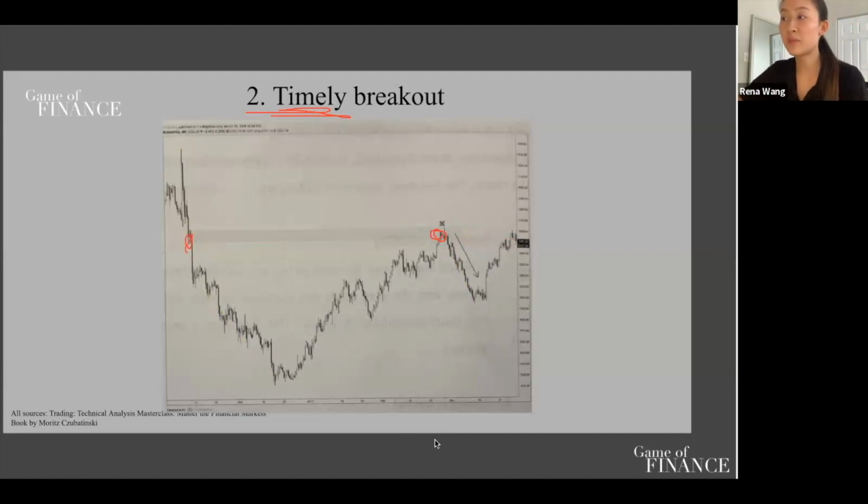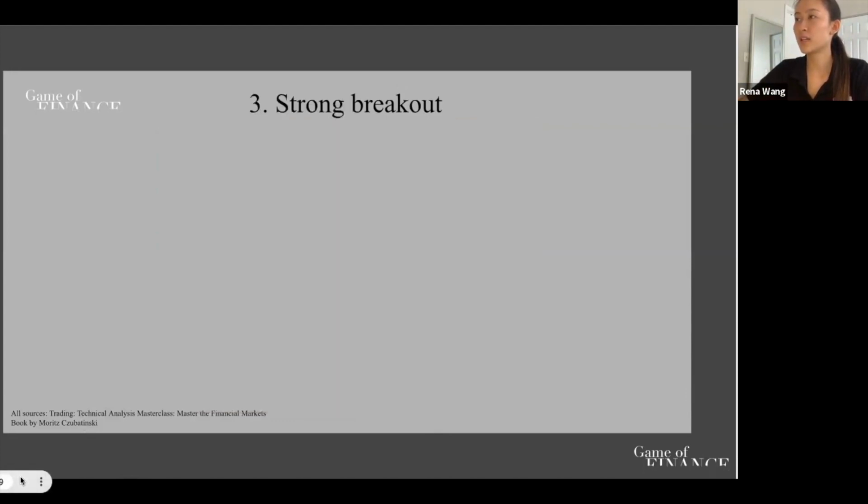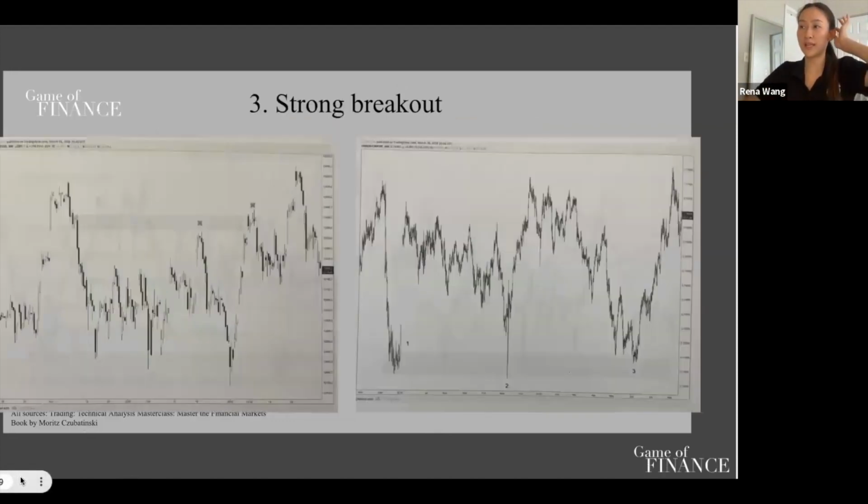So if I were to summarize this image again, basically the supply zone on the left extends over only 2 candlesticks before the price breakout. So only 2 times before it breaks out again and enters a new supply zone. The third one is called strong breakouts.